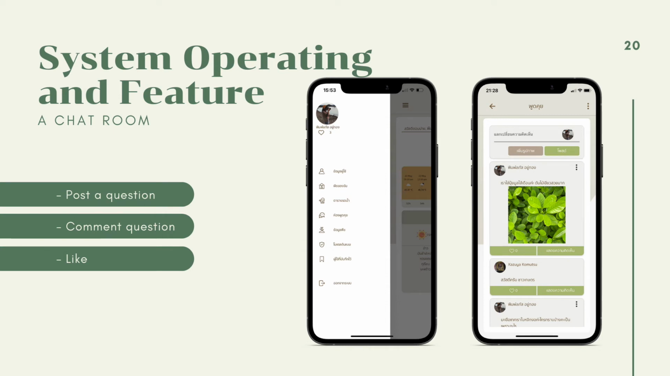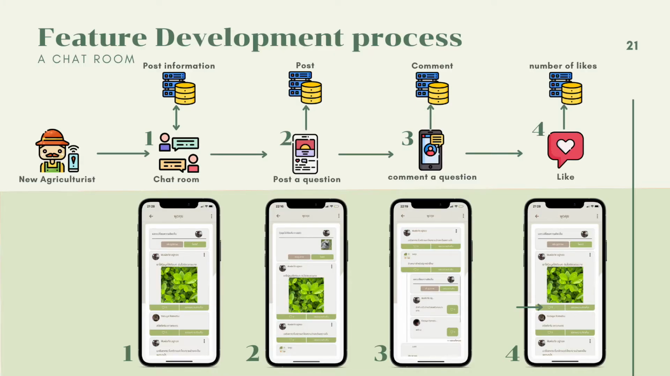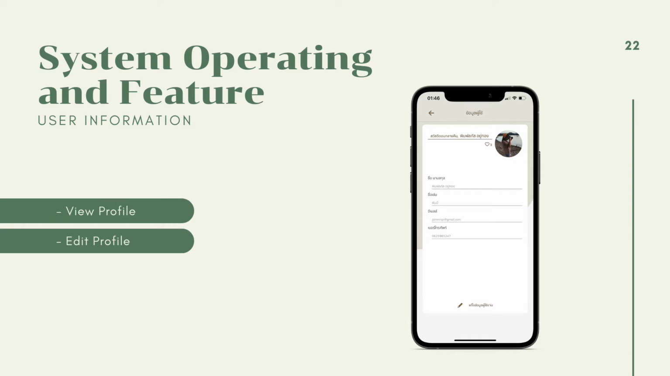Feature chat room. Users can post a question, comment on a question, and like a post or comment. Picture 1 is the process of entering a chat room. Picture 2 is the chat room to encourage the learning community among farmers. Feature development process for the chat room. The user enters a chat room to post a question about agriculture for answers from other users, and other users can comment or like the post.